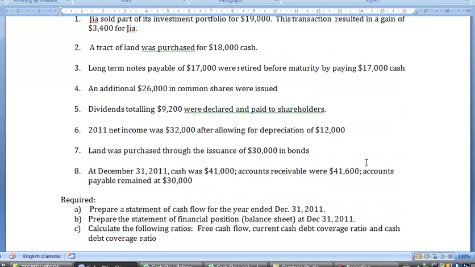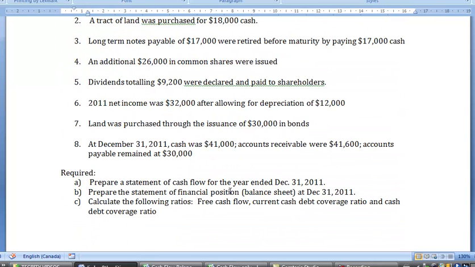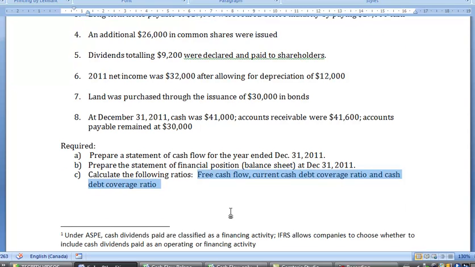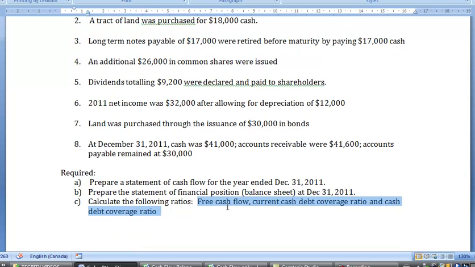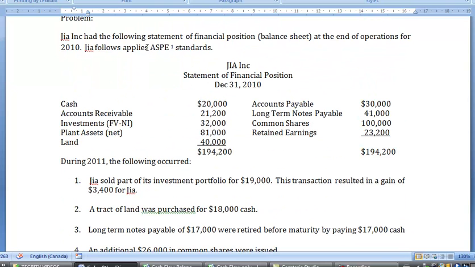All right, so now they want you to do a cash flow statement, a balance sheet or statement of financial position at the end of 2011, and they also want you to calculate free cash flow, current cash debt coverage ratio, and cash debt coverage ratio. So again, we're looking at more of the solvency area of the company. Now, with all this data in mind, before we begin, I just want to let you know what the significance of telling you that GIA follows ASPE really meant.